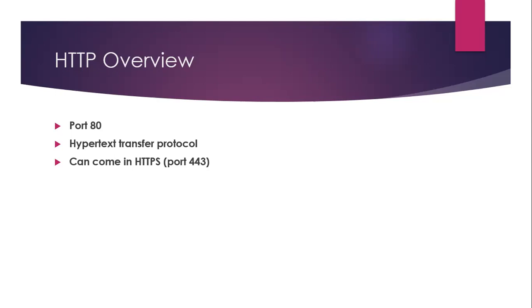HTTP is on port 80. We have HTTPS, which is on 443, the secure port for HTTP. It comes with SSL certificates, comes with security, encryption, and is more secure over the internet. That is why HTTPS is better and more useful than HTTP. So that's the overview of HTTP. Now let's move to the practical demonstration of enumerating HTTP.